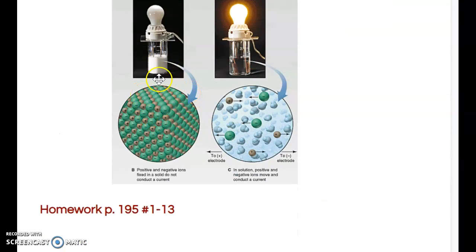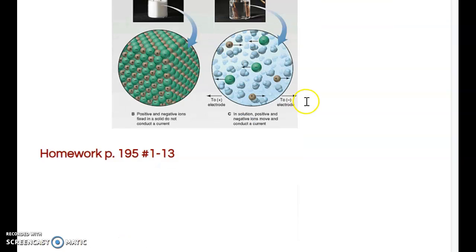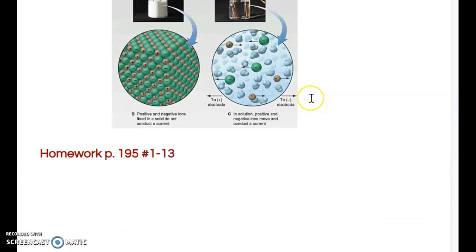An example would be if you did an experiment like this. In salt water, what happens is the dissociation, and the electricity can jump from ion to ion, allowing the light to be lit. And that brings us to the end of the ionic compound lesson.